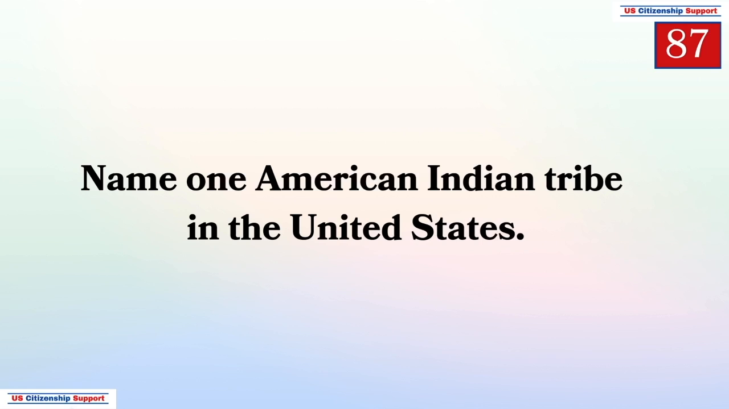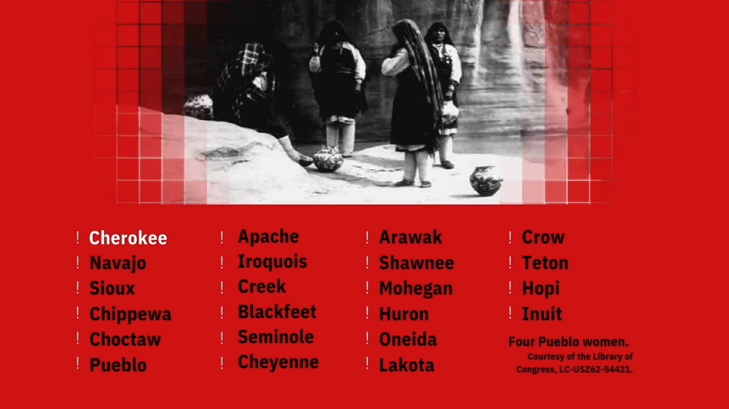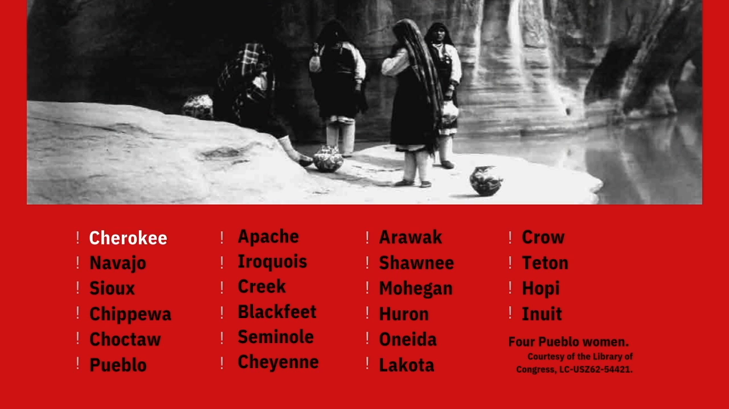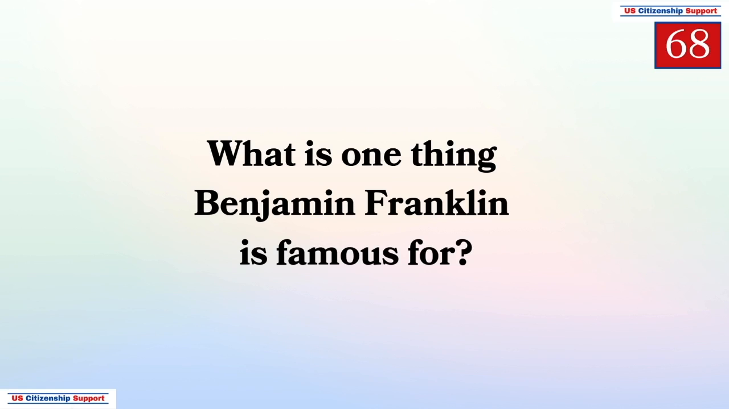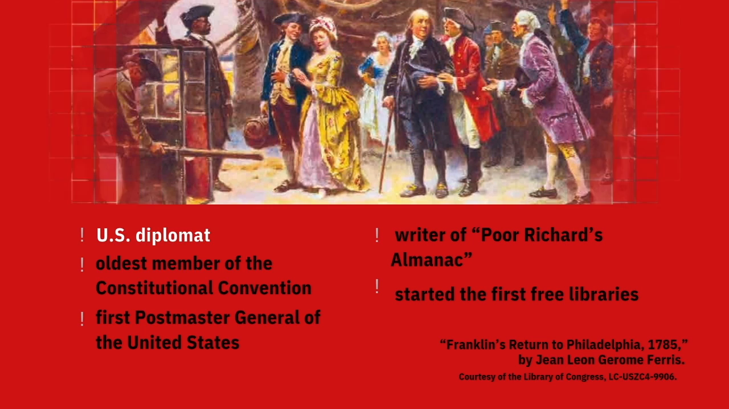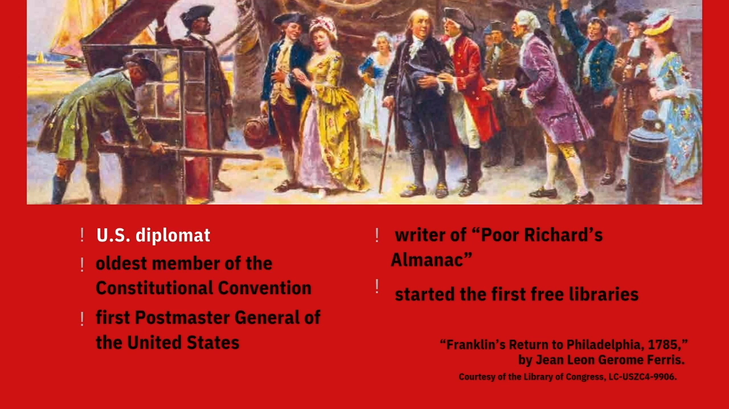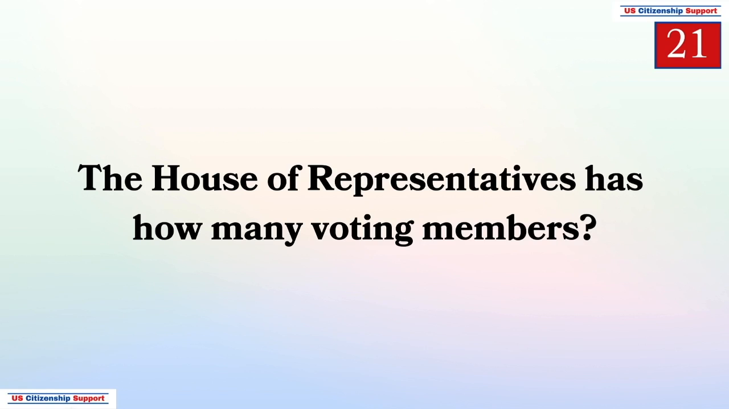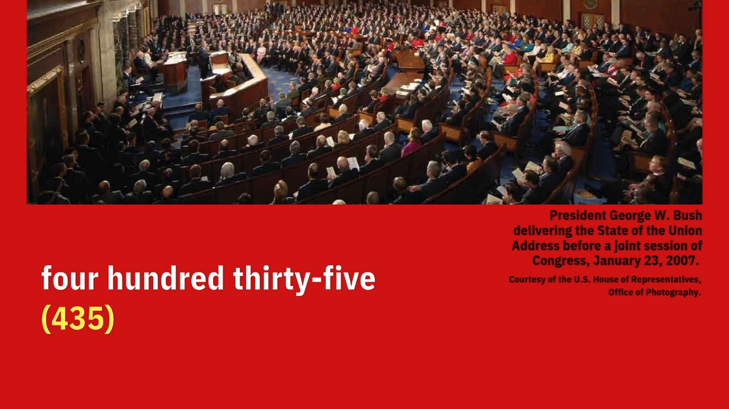Name one American Indian tribe in the United States. Cherokee. What is one thing Benjamin Franklin is famous for? U.S. diplomat. The House of Representatives has how many voting members? 435.